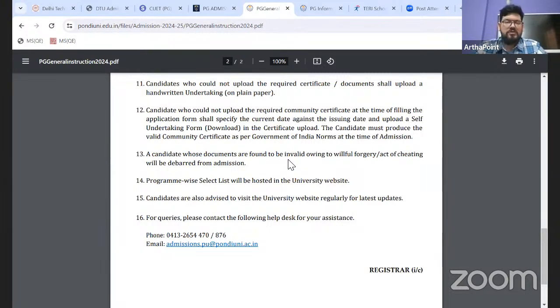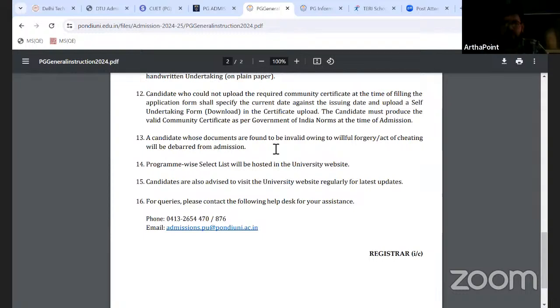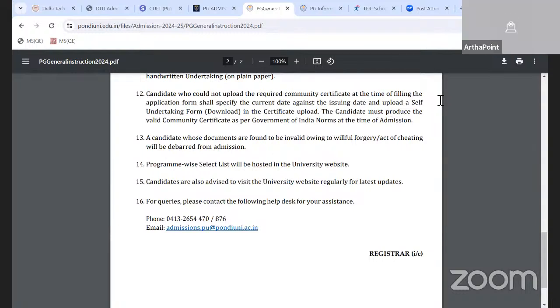Who could not have been certified. So again, a normal practice that in case certain documents are not available, then you need to upload a handwritten undertaking. If they have mentioned in the bracket on a plain paper, then it might be that they won't have any prefixed pro forma of the form. So you have to write on a blank paper yourself for any of the undertakings. Okay? You can see Delhi University's pro forma for the undertaking, so that's fine. Okay? That's it.